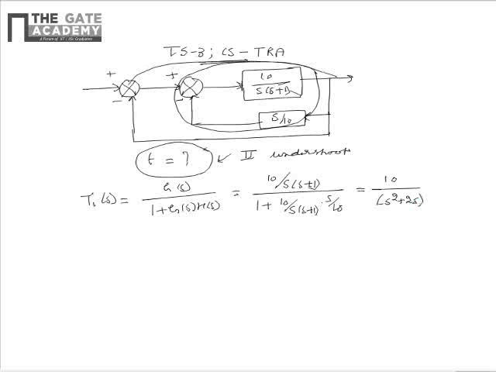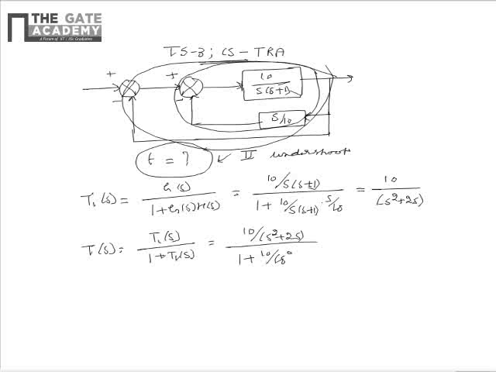Now let us find the transfer function of the overall control system, which is written as T of s is equal to T1 of s divided by 1 plus T1 of s. This is equal to 10 divided by s square plus 2s as a whole divided by 1 plus 10 divided by s square plus 2s. Please note that here the feedback is unity negative feedback. So the overall transfer function gets simplified as 10 divided by s square plus 2s plus 10.